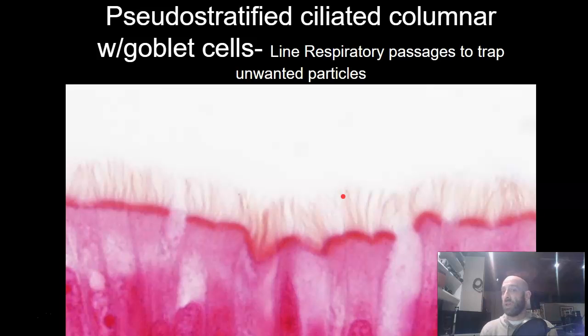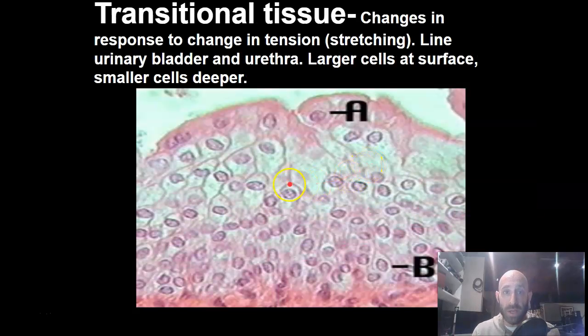And so if you're filling in that chart, the function is going to be protection. It's going to protect your respiratory passages from unwanted particles. Special features are going to be goblet cells with mucus and cilia to help trap any unwanted particles. And then in terms of location, it's going to be lining your respiratory passages, your nostrils, your nose, and then back into your throat. Okay, and the last one is transitional.